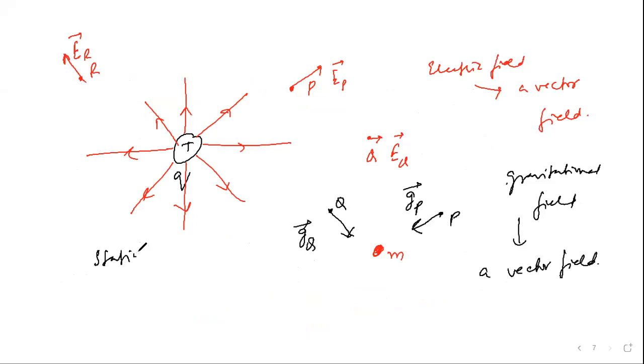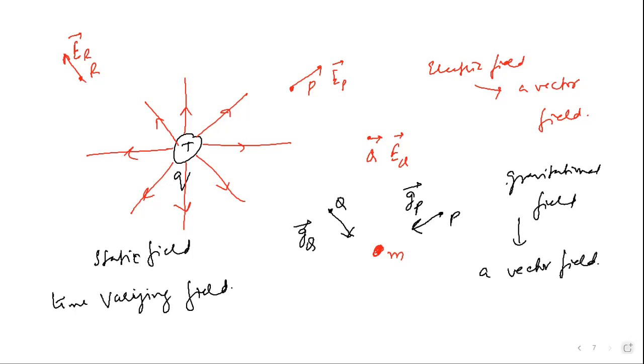Sometimes we use the term static field, and a time varying field. If the values of the field are constant in time, they're not changing with time, that means the field is static. If the values of the field, that means value of the physical quantity in the region, are changing with time, then it is a time varying field, right?